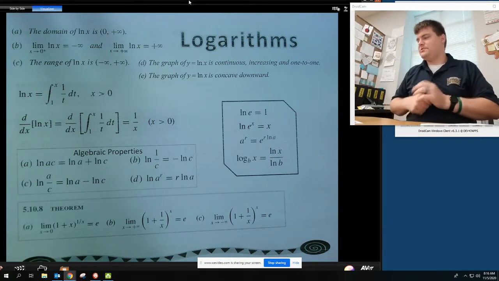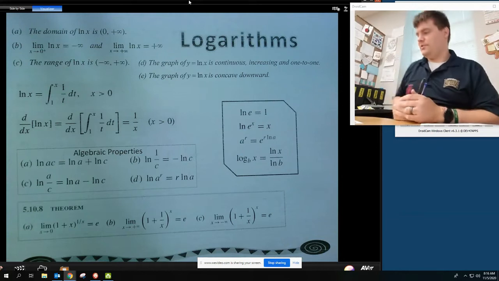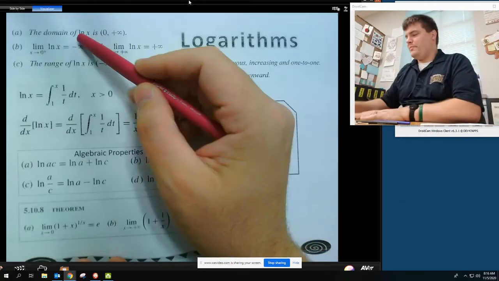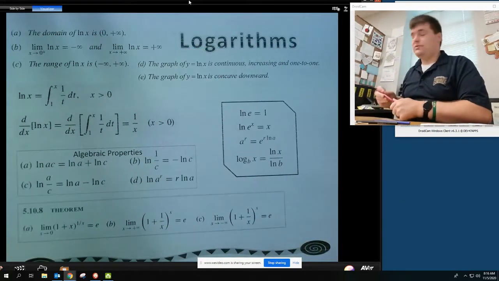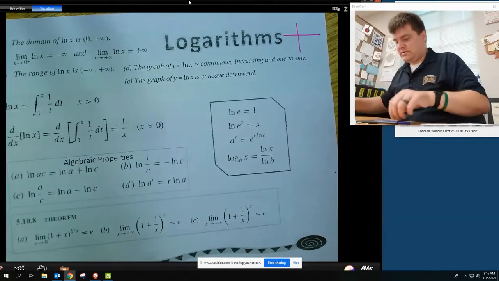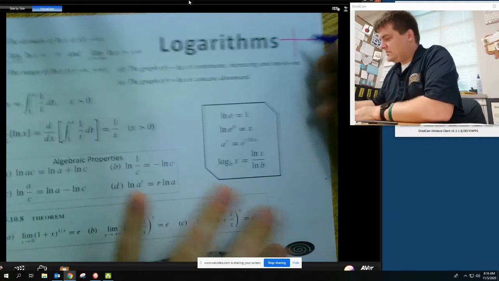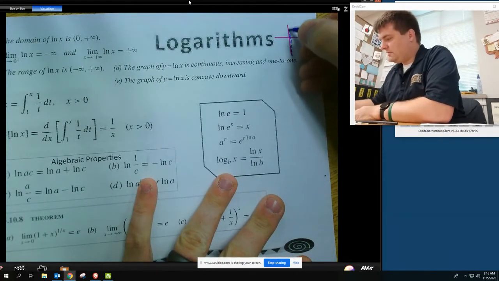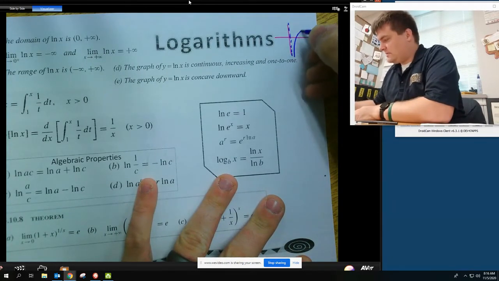Let's go over some properties of log. This should all be a review for you. So the domain of ln of x is from 0 to positive infinity. Here's what a logarithm looks like. There's the axes. So the actual graph itself, ln of x, looks like this.